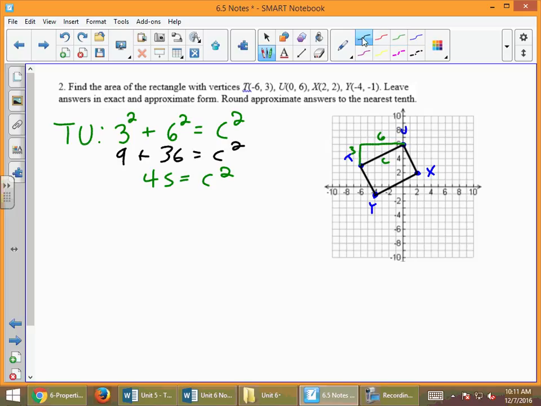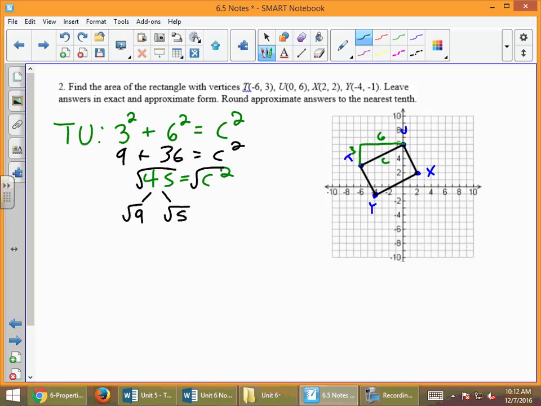You know what to do next? Square root, square root. Is 45 a perfect square? No, but I still need my exact answer. Jason, you had a question like this a second ago. Is there a perfect square that goes into it? What perfect square goes into it? 9 does. So what I do is square root of 9 times what? 5. Square root of 9 times 5.